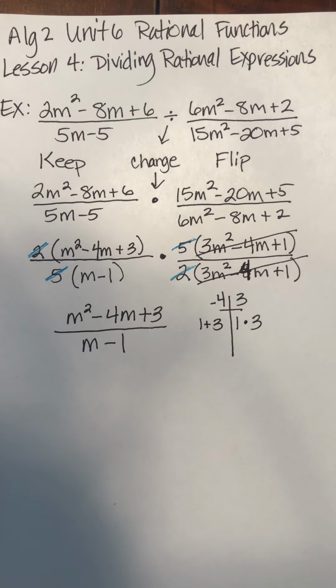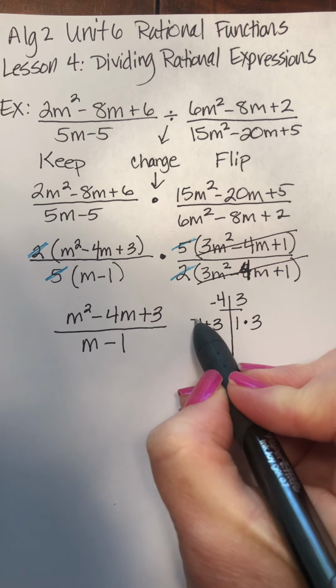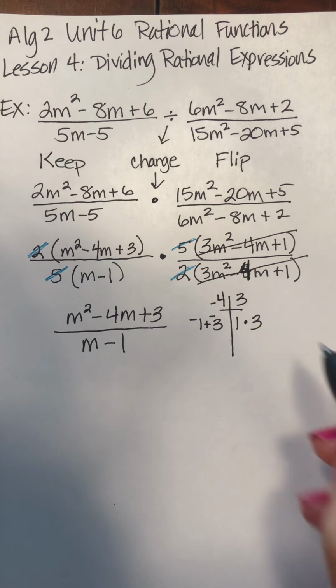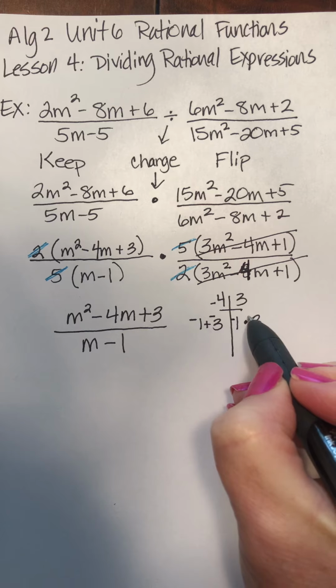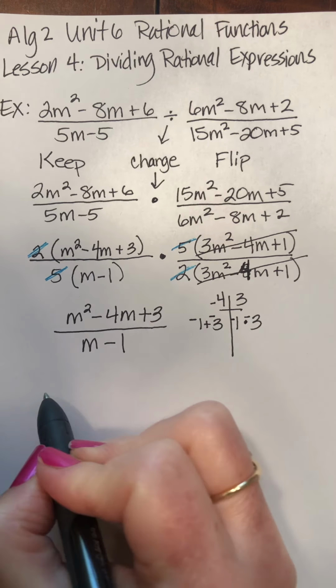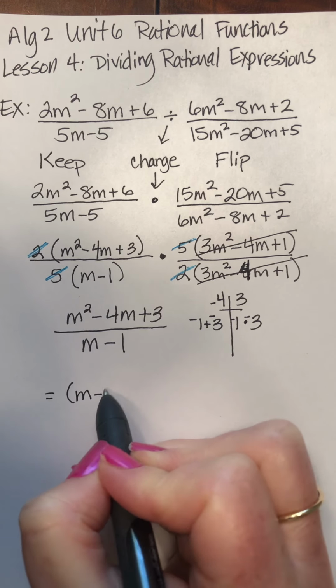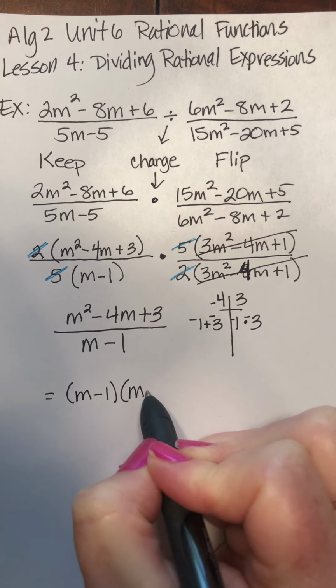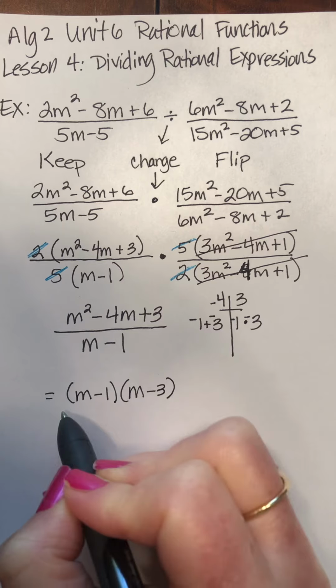But remember, that's a negative 4. So we need to make both of these numbers negative. And if we multiply negative 1 times negative 3, we do get positive 3. So the top is now going to factor into m minus 1 times m minus 3.